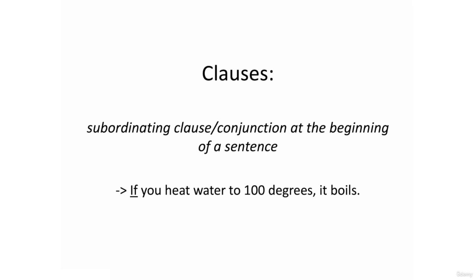It boils is the main clause. It is a sentence in itself. It can stand alone. If is a subordinating conjunction, and if you heat water to 100 degrees, is a subordinate clause. As it is placed before the main clause, we place a comma after it.